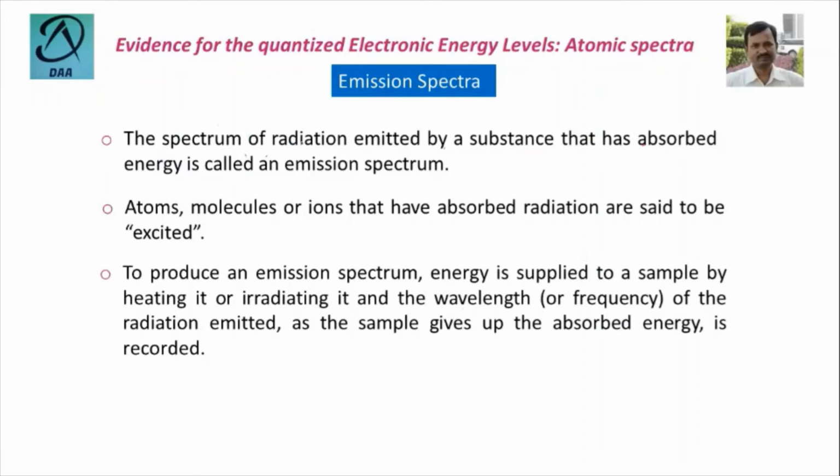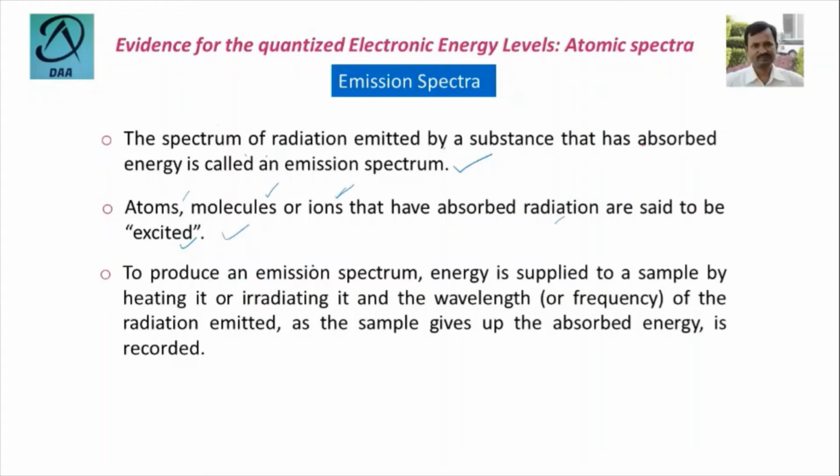The spectrum of radiation emitted by a substance that has absorbed energy is called an emission spectrum. In the first figure, figure A, the atoms, molecules, and sometimes ions that have absorbed radiation are said to be excited. That means when they absorb the radiation, we say they are in an excited state.